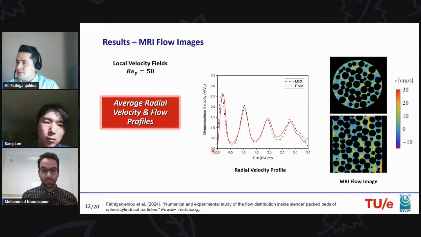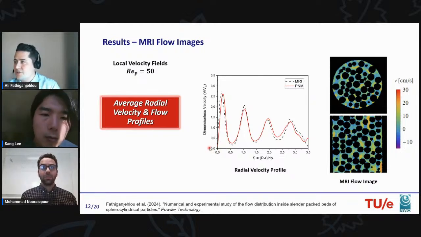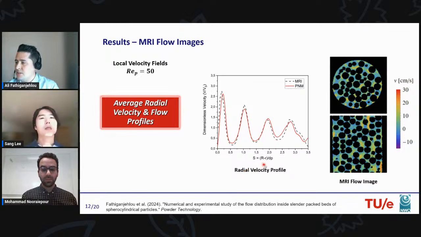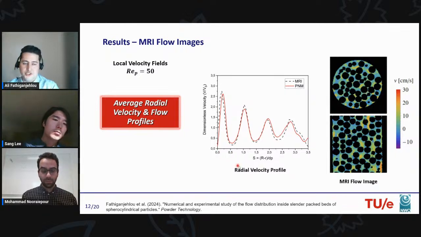Here you can see the radially averaged, dimensionless velocity profile plotted against dimensionless distance from the column wall. So values close to 0 correspond to the wall region. We can see that the radial profile of PNM matches quite nicely with MRI. And we can also notice that close to the column wall, we are observing high velocities.